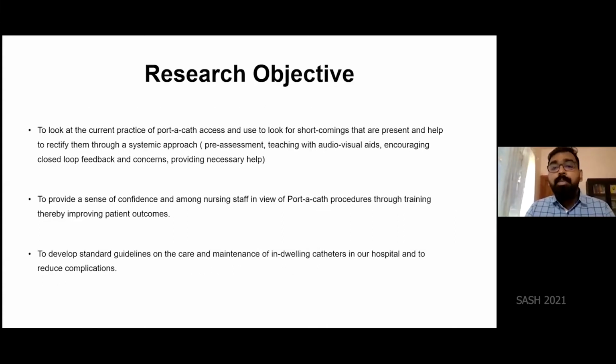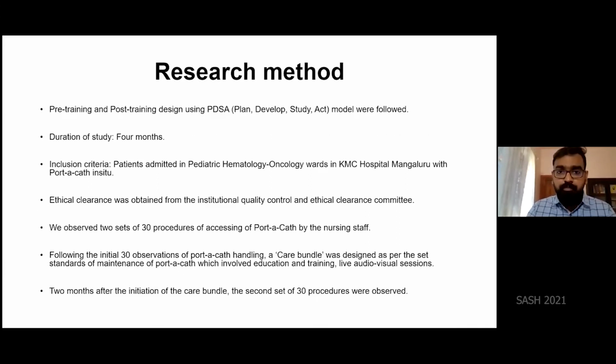et al. Now, coming to the research objective, our main aim of this QIP or research was to look at the current practice of Portacat access and to look for shortcomings that are present and to rectify them through a systematic approach, which is pre-assessment, teaching with audiovisual aids, encouraging closed loop feedback and concerns, and providing the necessary help. Also, to provide a sense of confidence among nursing staff in view of Portacat procedures to training and thereby improving the patient outcomes. Other objective was to develop standard guidelines on the care and maintenance of indwelling catheters in a hospital and to reduce complications.